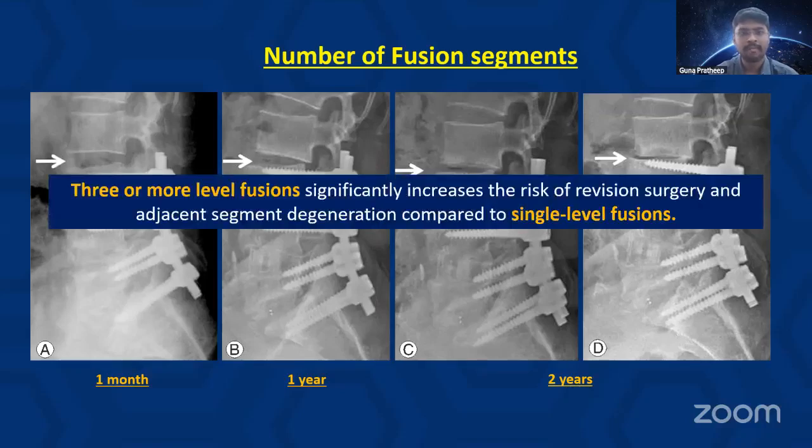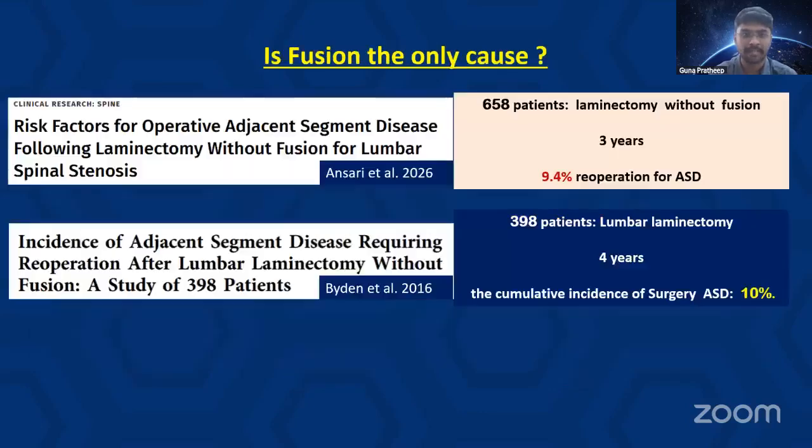So 3 or more level fusions significantly increase your chances of adjacent segment degeneration compared to a single level fusion. This has been shown in a lot of literature.